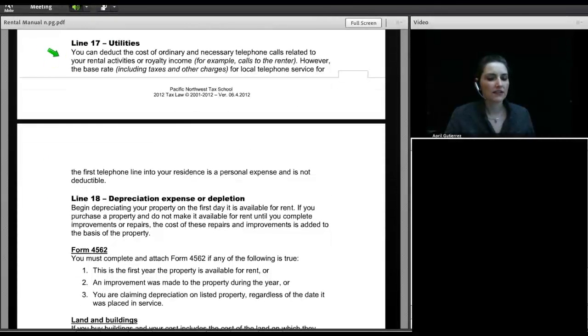Utilities. You can deduct the cost of ordinary and necessary telephone calls related to your rental activities or royalty income. For example, calls you make to your tenant. However, the base rent, including taxes and other charges for telephone service, or for the main telephone line you have into your residence, is not deductible.